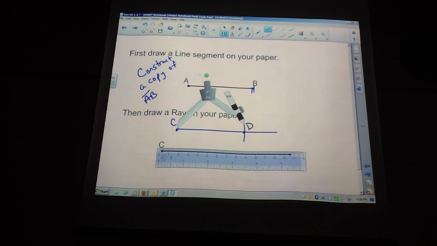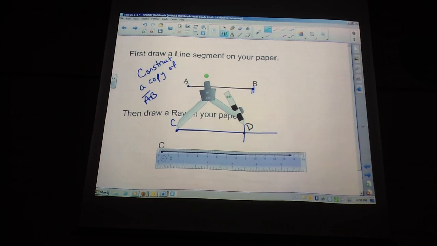So I want you to pause the video now, and in your homework, just do it on the Smart Notebook software, go ahead and create a different segment and copy it. So yes, I want you to do one in your notes, and then I want you to do one in your homework. I'm going to go ahead and end this video now.